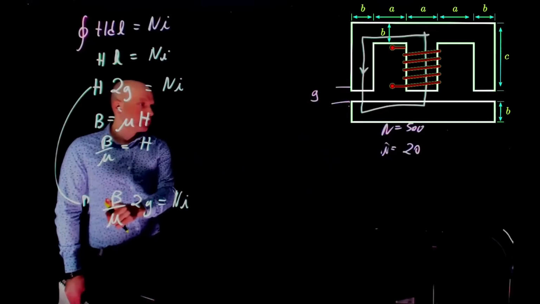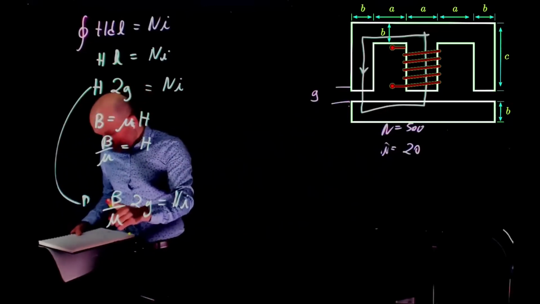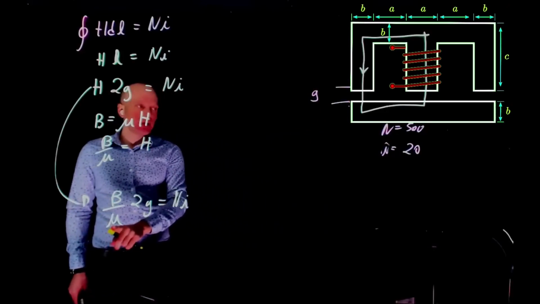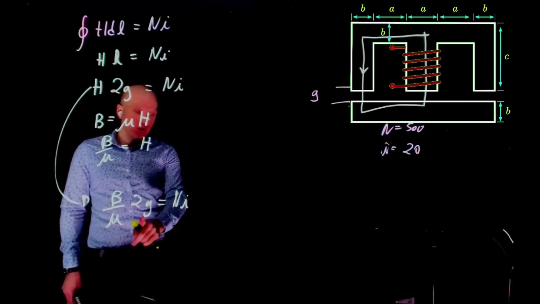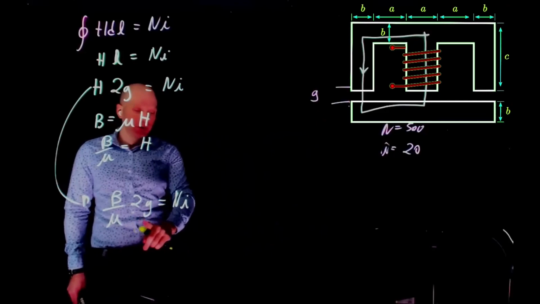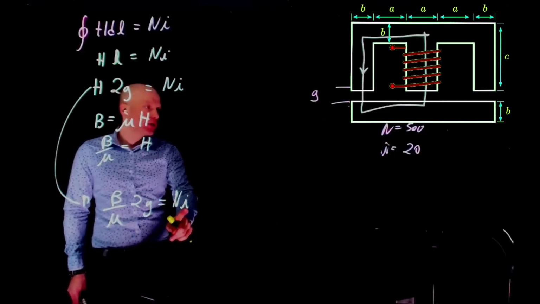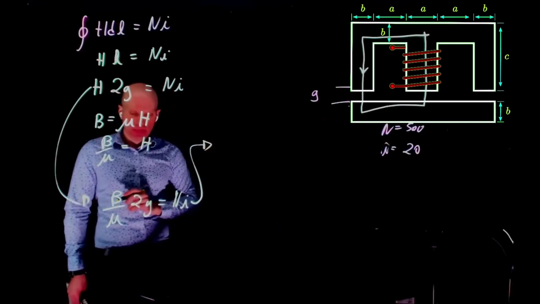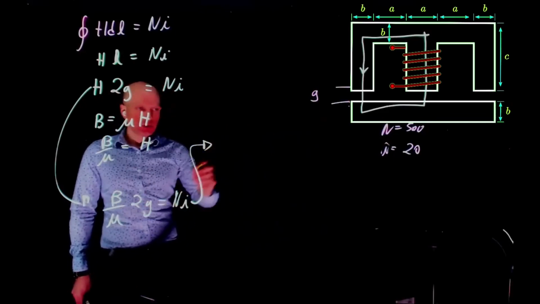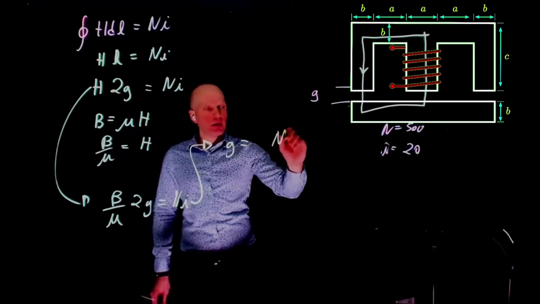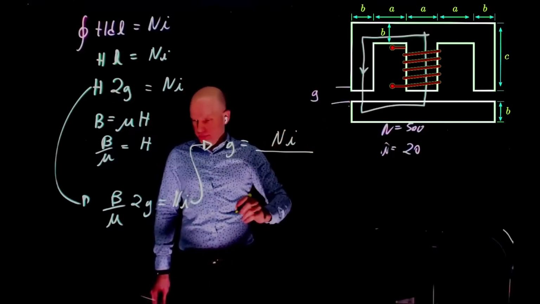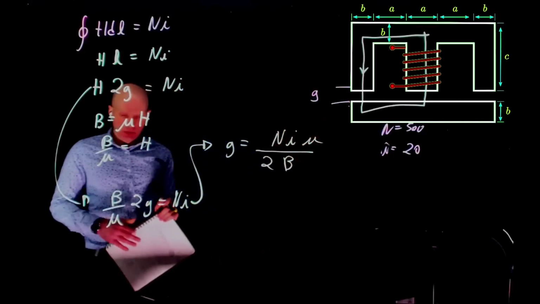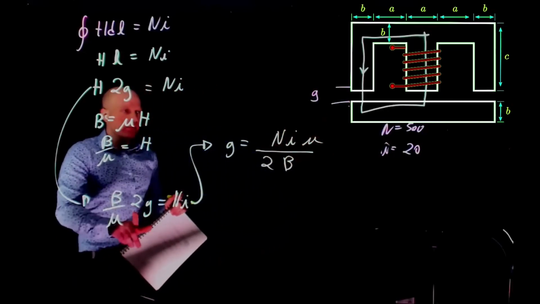B is the magnetic flux density, which is given as 1.4 Tesla. Mu is the permeability of the air gap. G is the gap we want to determine. And Ni is given, the number of turns in the coil times the current. So now G equals Ni over 2B times mu. Is that correct? Ni mu divided by 2B. Yep.